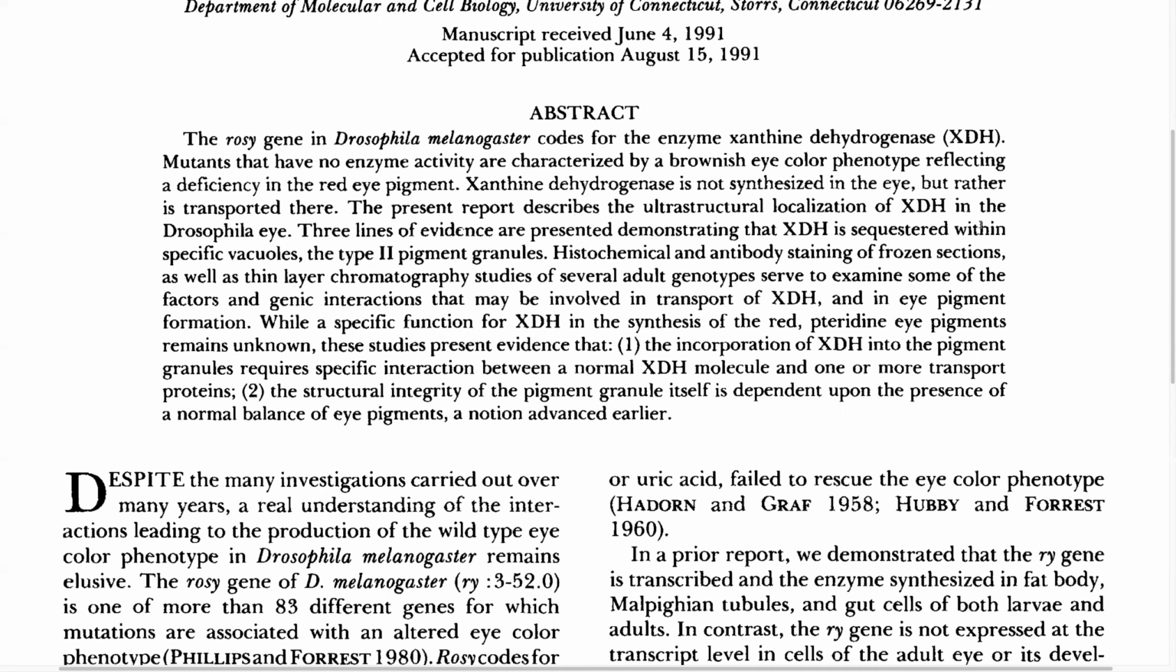So basically this study, as we get in three or four lines in, tells us that they're interested in knowing where the enzyme is found in the developing fruit fly eye. Prior to this study, it was pretty well known what the enzyme made by this Rosy gene did. And this specific study gives us some primary firsthand evidence for where the enzyme is located and how that relates to other mutants for the eye pigments.